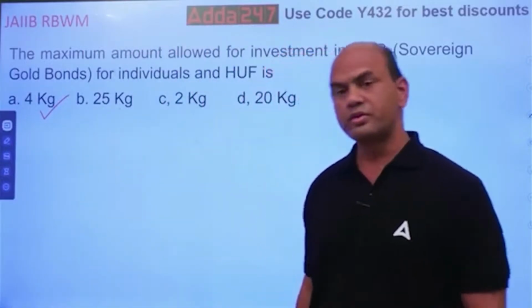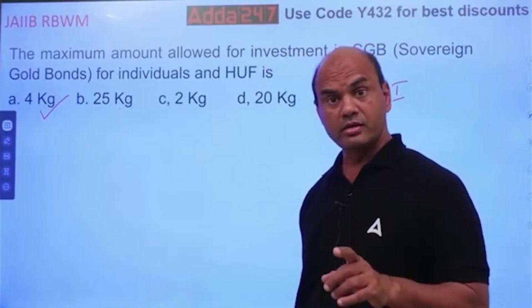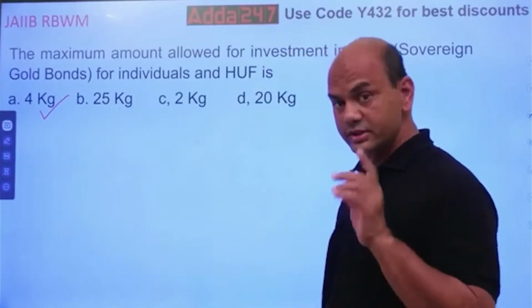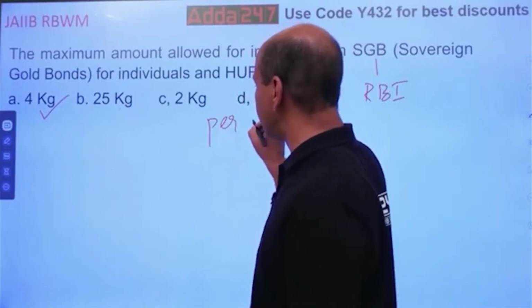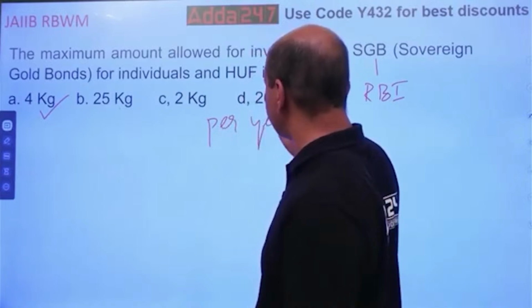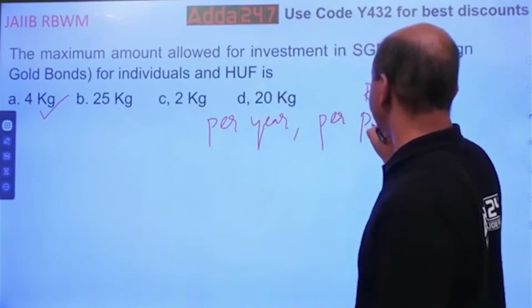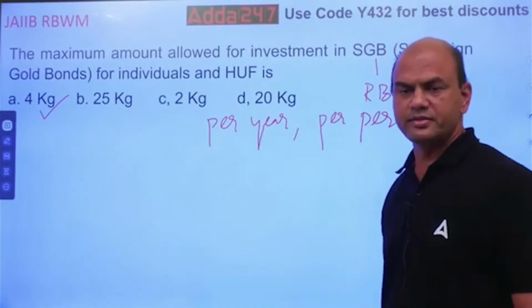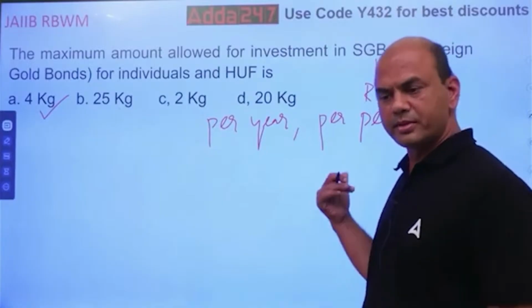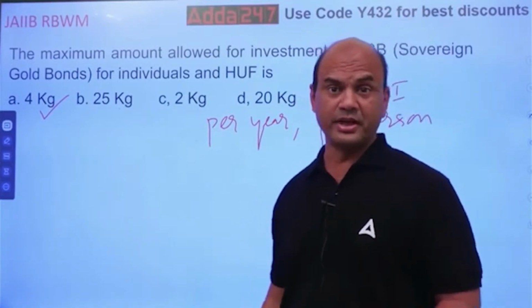Individuals are allowed to invest 4 kg in SGB per year. Per year per individual. This is very important. Per year, it's not lifetime. Per person. If you have 4 family members or 5, per person you can buy 4 kg of sovereign gold bonds.